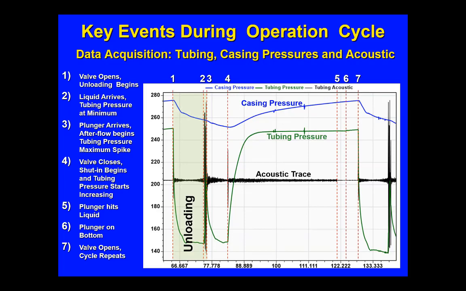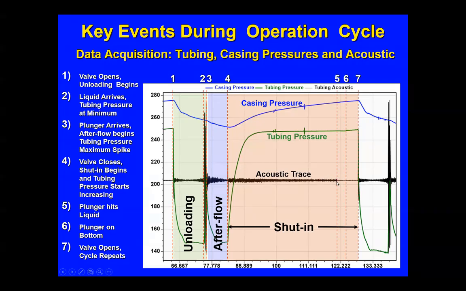The motor valve on surface opens, pressure drops, the plunger is on bottom at that point, hopefully, and takes off, coming back to surface with some liquid above. Then what you see next is the liquid arrives at surface and the plunger arrives. After the plunger arrives, that's what we call the afterflow. That's a period of time after the plunger arrives when the valve remains open until the valve closes, and that's what we call the shutting time. Once the valve closes, the plunger falls, and we monitor using the acoustic data the plunger falling velocity until the plunger hits the liquid.